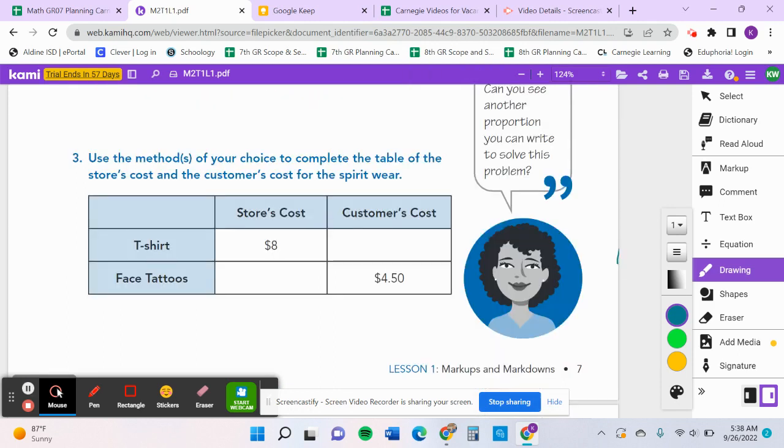Now, question number 3 and the rest of this activity, you're going to complete either on your own or with a partner. Number 3 reads, use the methods of your choice to complete the table of the store's cost and the customer's cost for the spiritware. Now, this table shows the store's cost and the customer's cost, meaning the store cost is the original that they paid the distributor, and the customer's cost is going to include that 20% markup, same percentage. If you get stuck, use the worked examples above to help you.